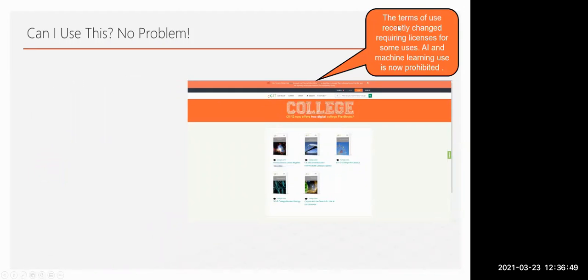So the terms of use, if you've ever used these before, recently changed, and this is the first time I've seen this, but they've changed for machine learning. So some AI uses are prohibited now. More and more people are using machine learning and things like that and apps, so you kind of have to take a look at that. And this is primarily a STEM site.